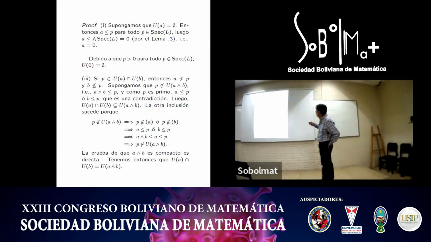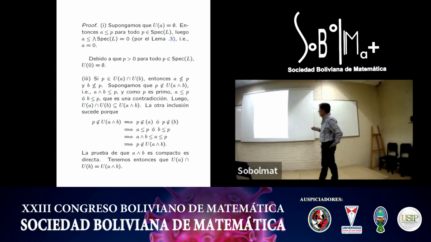Oh, but we know that the infimum, by lemma 3, we prove that the infimum of all primes is 0. So A is less than or equal to 0. But the only element that is less than or equal to 0 is 0. So we have that A is 0. What about assuming that, well, if P is in the spectrum and P is greater than 0, then obviously, well, not because we are given, but we know that all primes by definition are positive. So P will never be less than or equal to 0. So that's why U of 0 is always empty.